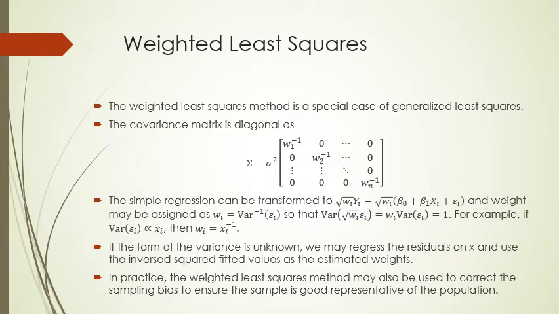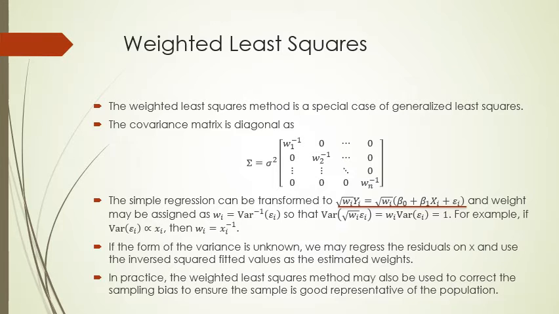The covariance matrix is diagonal, where Wi are the weights. The simple regression can be transformed to this, and weight may be assigned as the inverse of its variance, so that the variance of the transformed error is a constant.